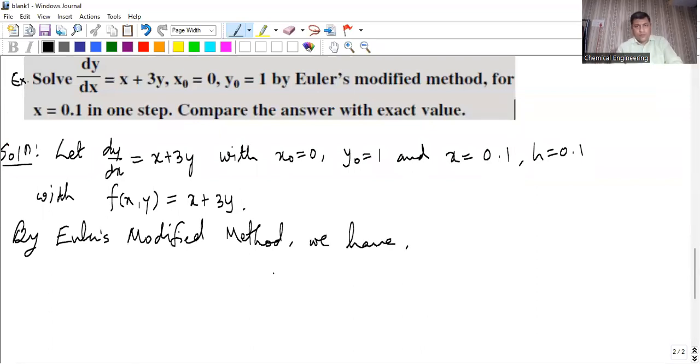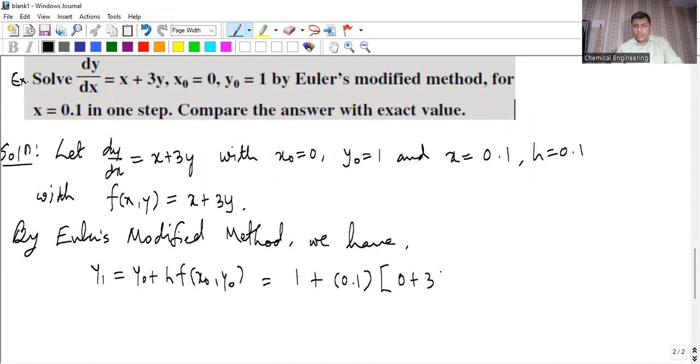So what is the predictor formula? y1 is equal to y0 plus h times f of x0, y0. So y0 is going to be 1, h is going to be 0.1, and f is x plus 3y. So it is 0 plus 3 times y, with y0 equal to 1. So is it 1.3? Yes, sir. 1.3 is going to be correct.